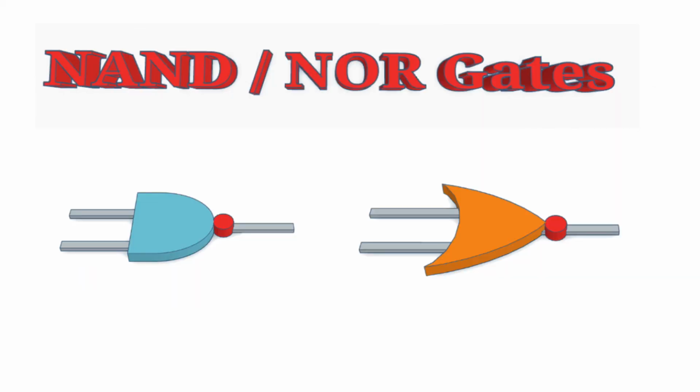Finally, we can look at NAND and NOR gates. These are an abbreviation for NOT AND, which is an AND gate with a NOT at the output, and NOT OR, which is an OR gate with a NOT at the output. As you can see from the symbols, they are the same as the respective AND and OR symbols, but they have added the circle from the NOT gate, which I mentioned earlier.